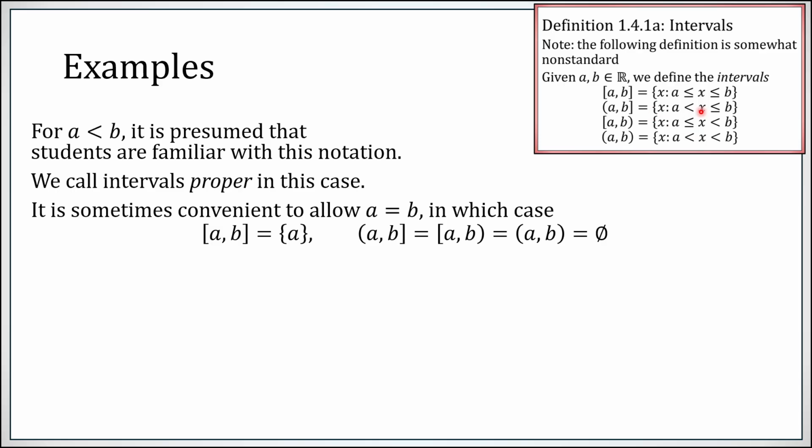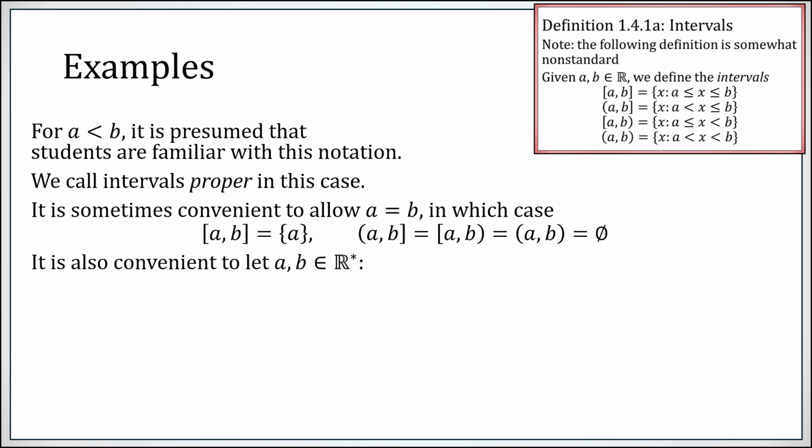Now, if a equals b, there are no solutions to these chains of inequalities, so you would have an empty set. This is what's slightly non-standard. We are going to find it pretty convenient to allow writing this as an interval, even if it only contains a single number. So the interval from a to a, as long as you have square brackets on both sides, is actually going to be an interval. We're just not calling it a proper one.